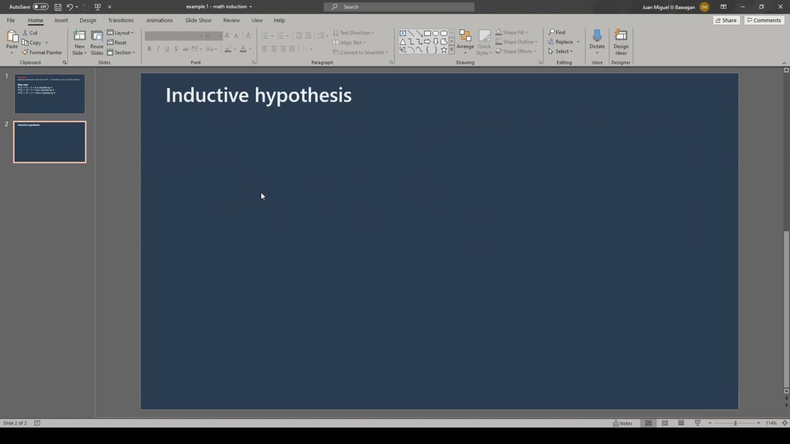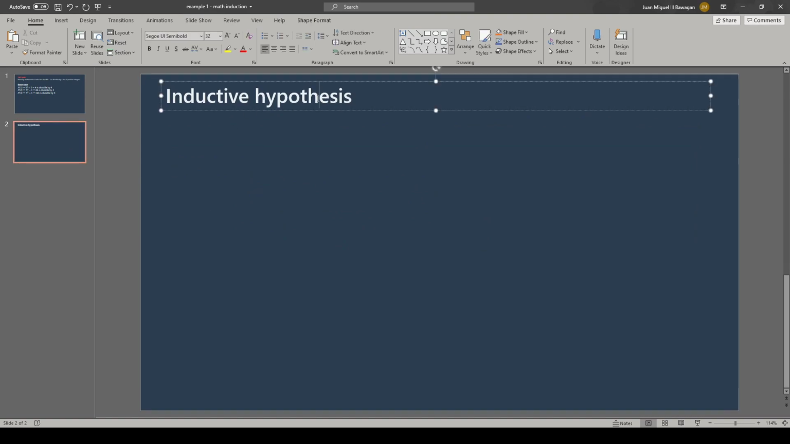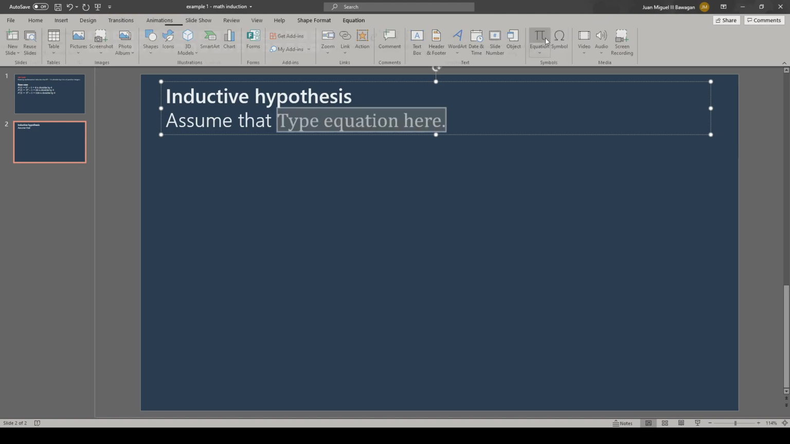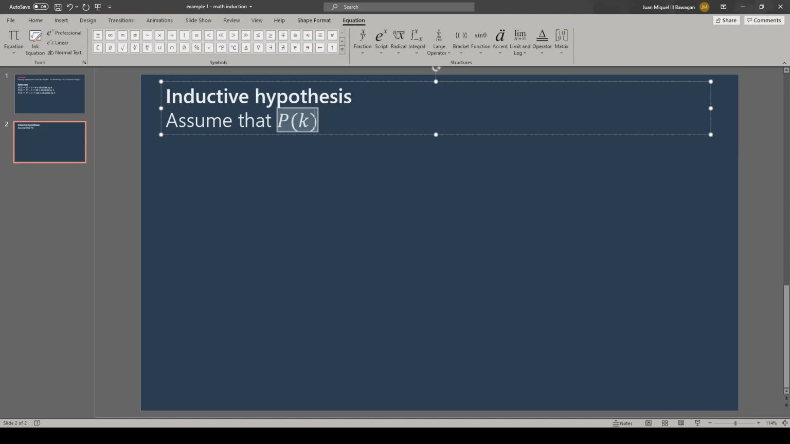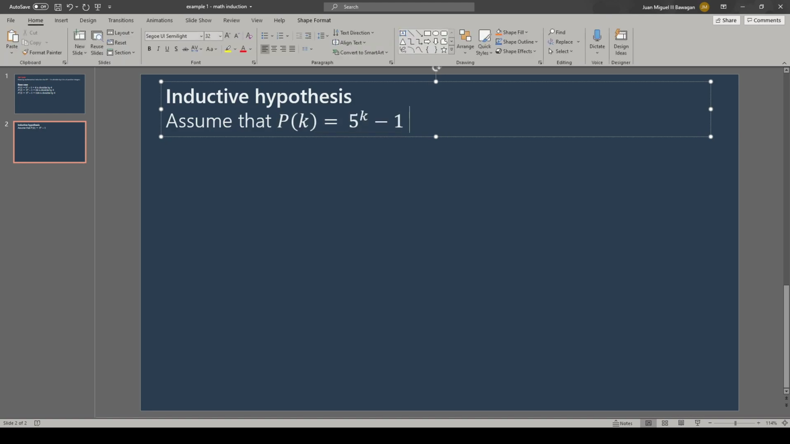Here we assume that it works for any number k. So let's write that. So assume that it works for any number k. So if we put k here, that would be 5 raised to k minus 1. So we assume that it works for any number k, and that means 5 raised to k minus 1 is assumed to be divisible by 4.